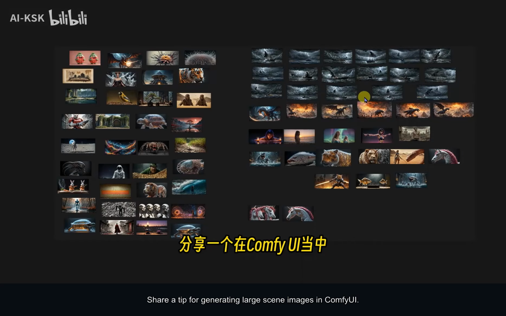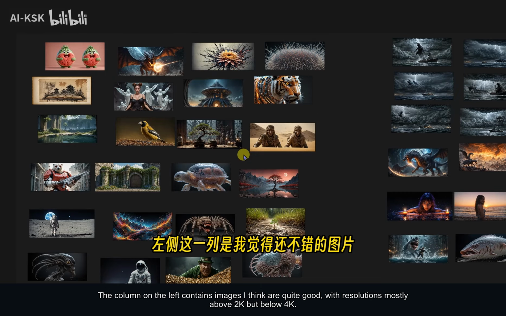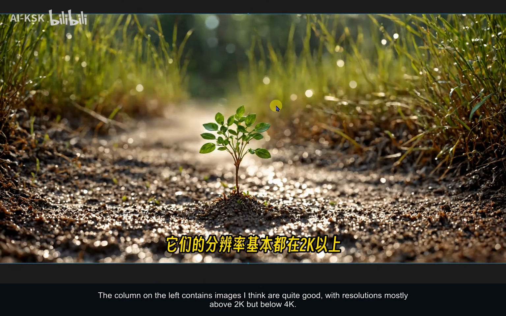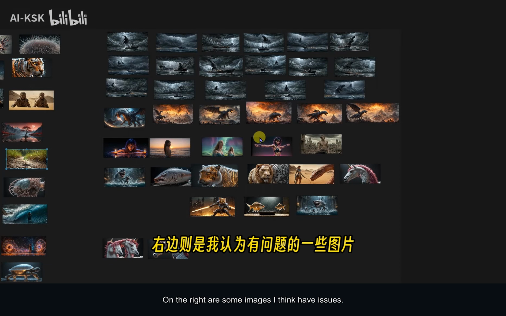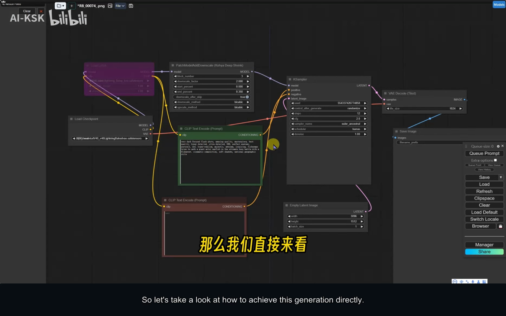Share a tip for generating large scene images in ComfyUI. The column on the left contains images I think are quite good, with resolutions mostly above 2K but below 4K. On the right are some images I think have issues. So let's take a look at how to achieve this generation directly.